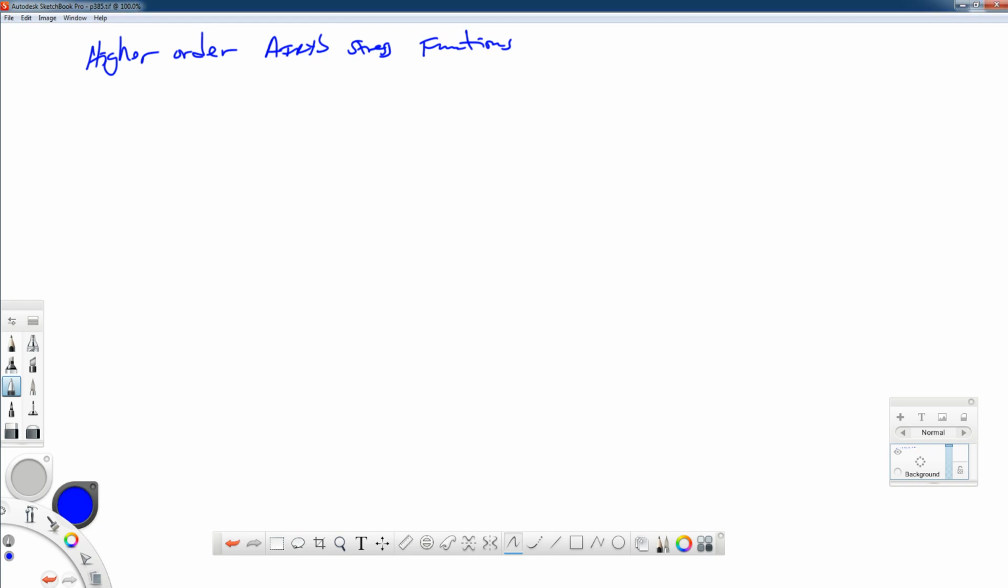All right. Well, let's take a look at some higher order Airy's stress functions and see what kind of stress fields we get out of that. So let's take one. F is equal to A4 x y cubed.